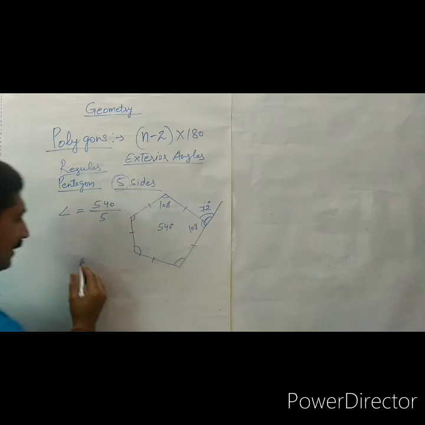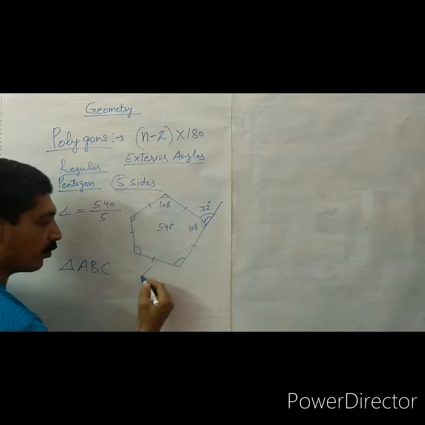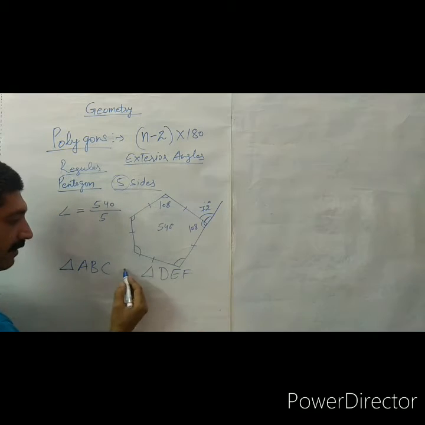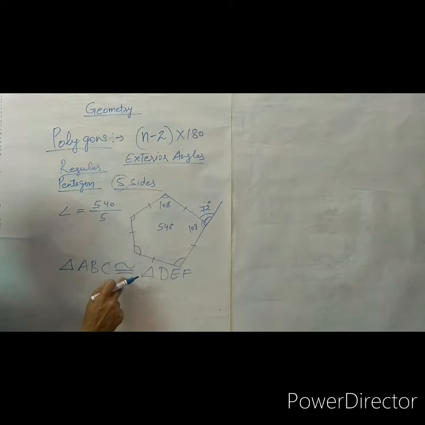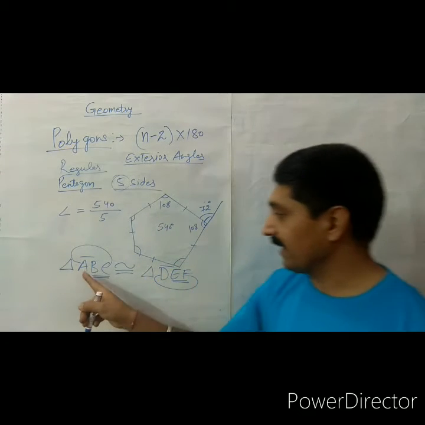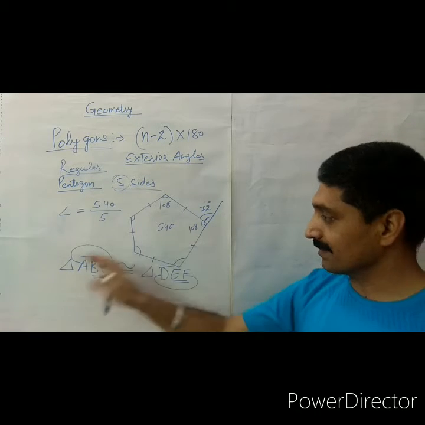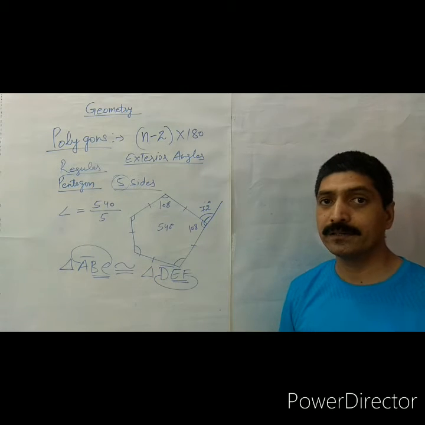Suppose we have a triangle ABC and one more triangle DEF. So if both triangles are congruent, this is the sign of congruency, when side AB is equal to DE, side BC is equal to EF, and the third side, AC, is equal to DF. These are 3 conditions, and 3 more conditions: angle A is equal to angle D, angle B is equal to E, C is equal to F. So we are saying the triangles are congruent.